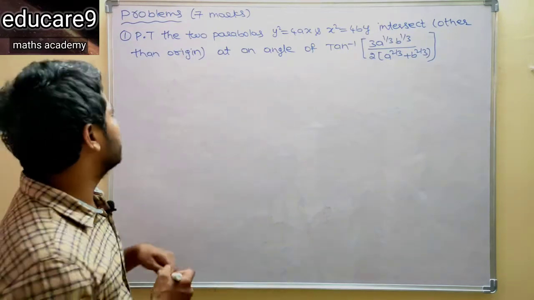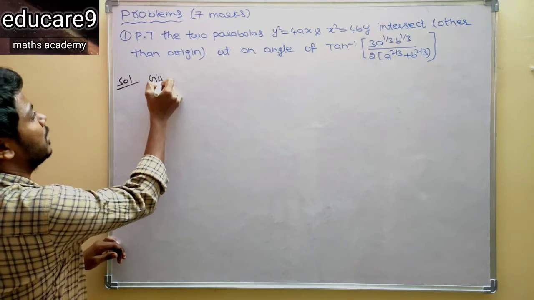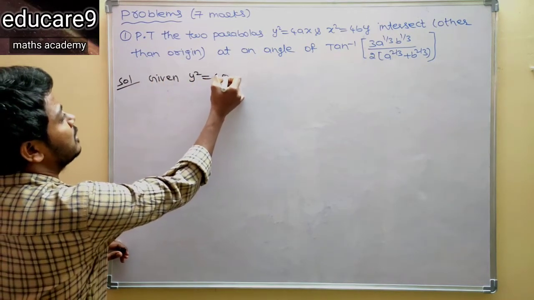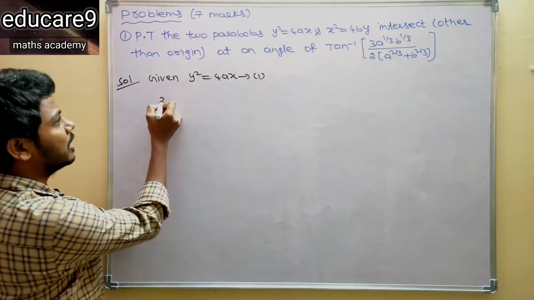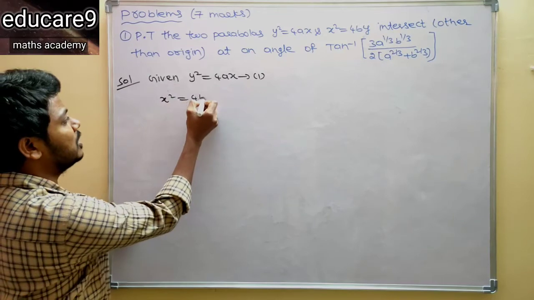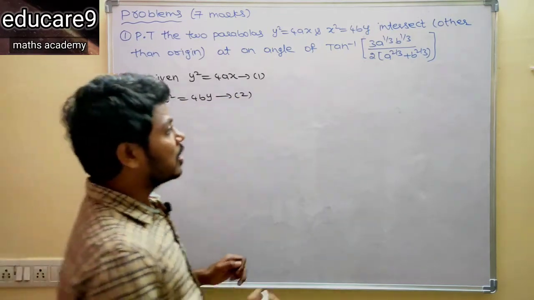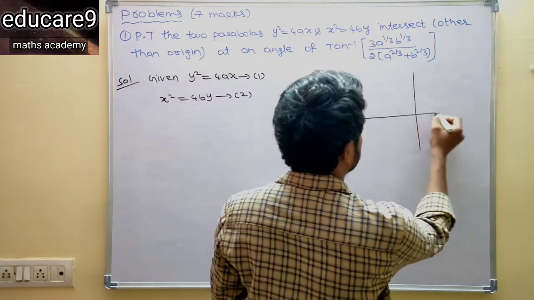See here, what are the given parabolas? Solution: given parabolas y square is equal to 4ax. This is equation 1. Next one, x square is equals to 4by. This is equation 2. Now, draw the graph of given parabolas.